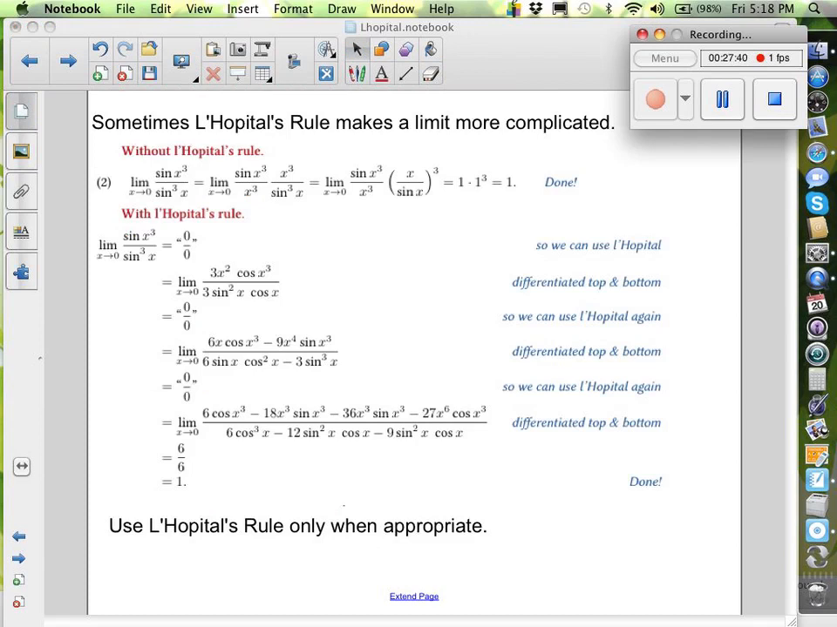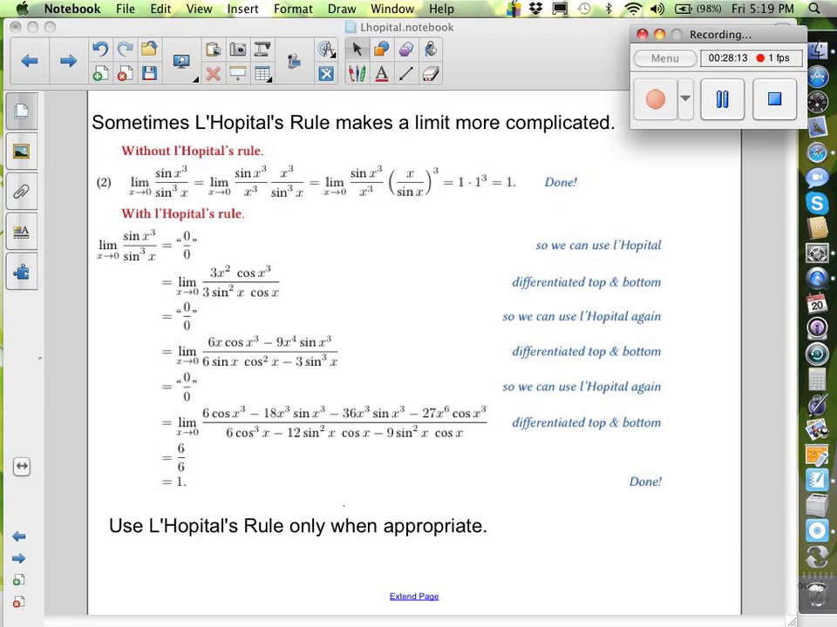One last piece of advice. Don't automatically assume that L'Hopital is the best way to go. Here we have 2 examples. It is the same example, one not using L'Hopital's rule and one using L'Hopital's rule. So it's sine of x cubed all over sine to the 3x. Here we can split that up. Remember, sine to the 3x is the same as sine x, all cubed.